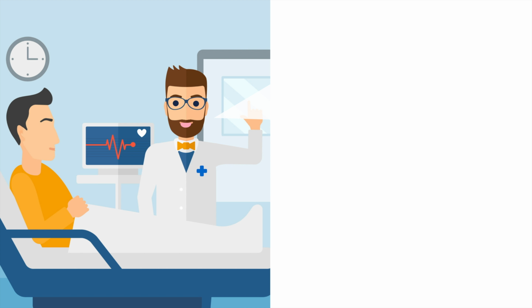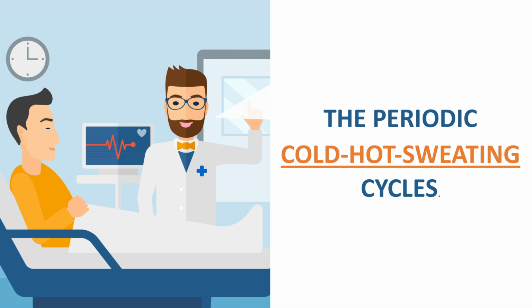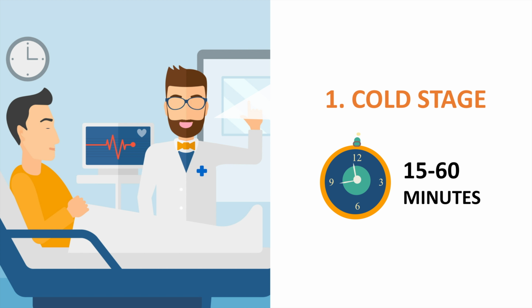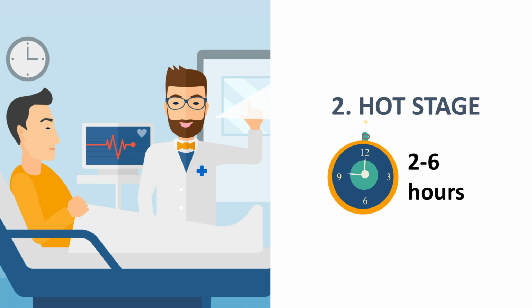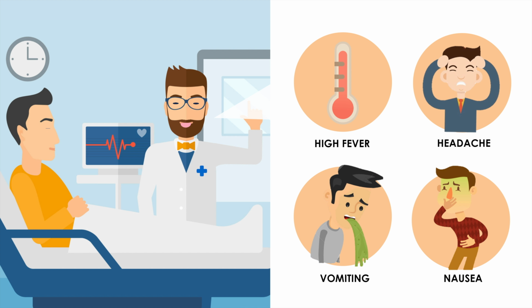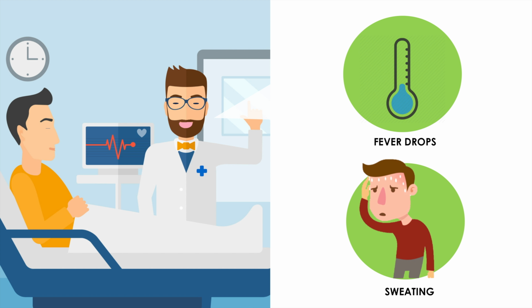Once the symptoms appear, the patient undergoes the periodic cold-hot-sweating cycle. The cold stage lasts about 15 to 60 minutes and the symptoms are feeling cold and shivering. The hot stage lasts about 2 to 6 hours and the symptoms consist of high fever and additionally headache, nausea, and vomiting. The sweating stage lasts about 2 to 4 hours, where the fever drops rapidly and the patient sweats profusely.